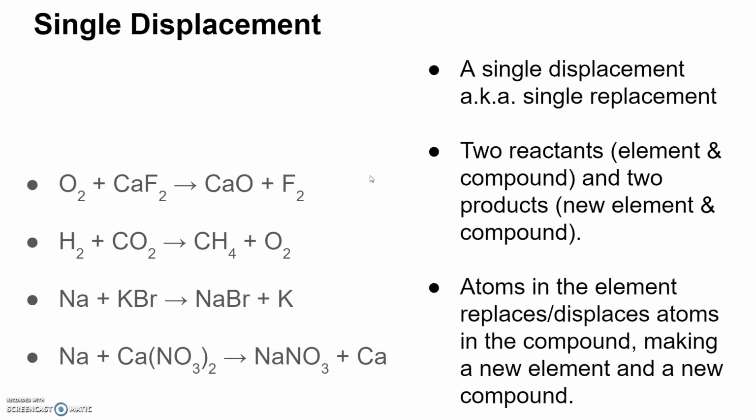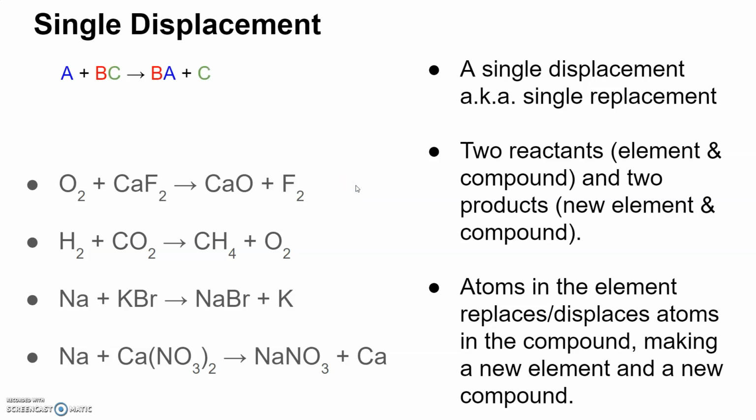Now, what's happening here is that the atoms in the element on the reactant side will displace or replace an atom in the compound. So basically, oxygen, our element, replaced the fluorine in the compound calcium fluoride. So they just sort of switched, right? If you think of calcium fluoride as being a couple and oxygen being someone who's single, well, oxygen sort of just stole calcium's boo. So that's essentially what's happening here, sort of a switching going on.